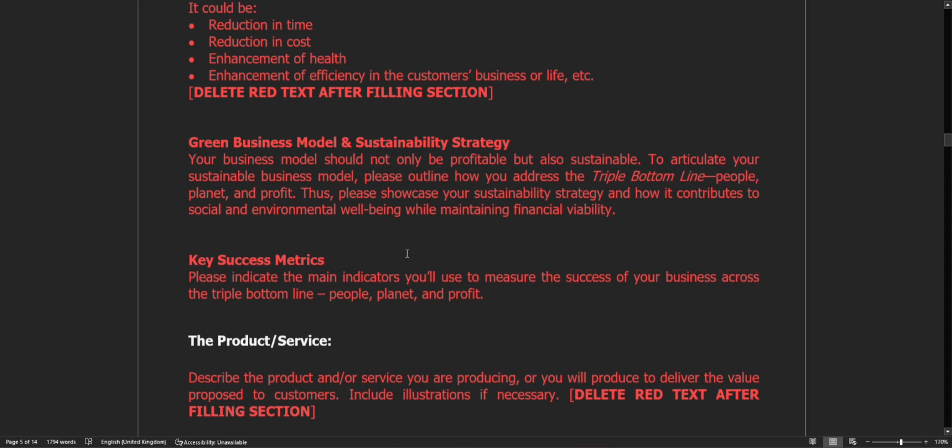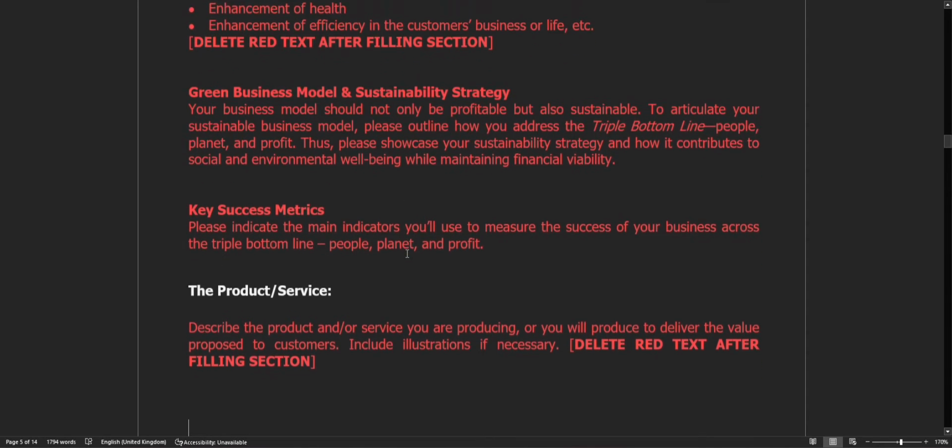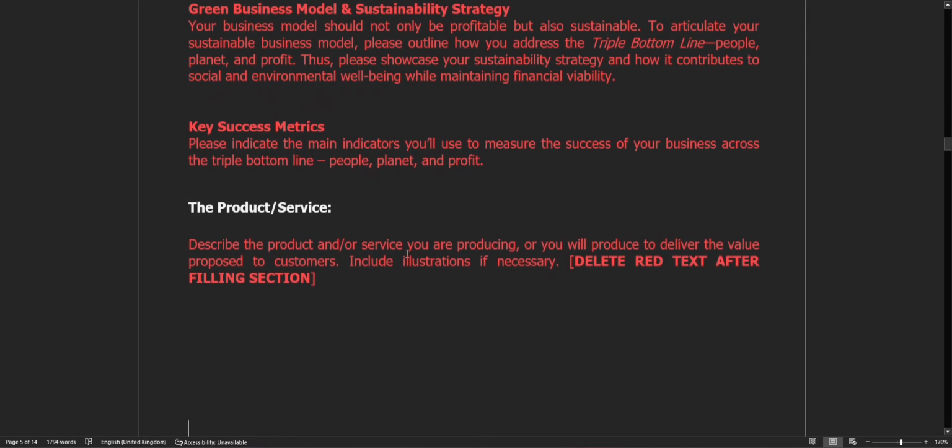There is no way I can explain it without revealing the proprietary information that I am privy to in the course of reviewing business plans. So I cannot put details here. Please indicate the main indicators you will use to measure the success of a business across these 3 P's.